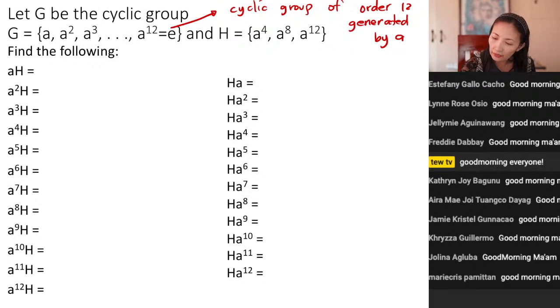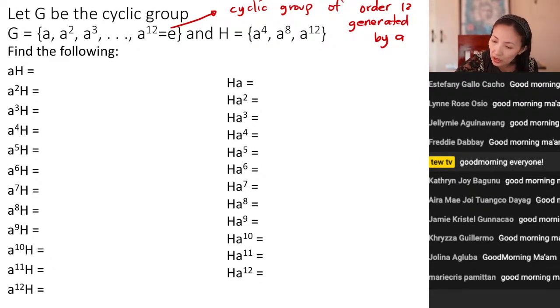These are the left cosets. The first group are the left cosets and the second group are the right cosets. And we have identified here a subgroup of G, which is H, consisting of A to the 4th, A to the 8th, A to the 12th. Take note that A to the 12 is the identity element. So let's answer the following then.